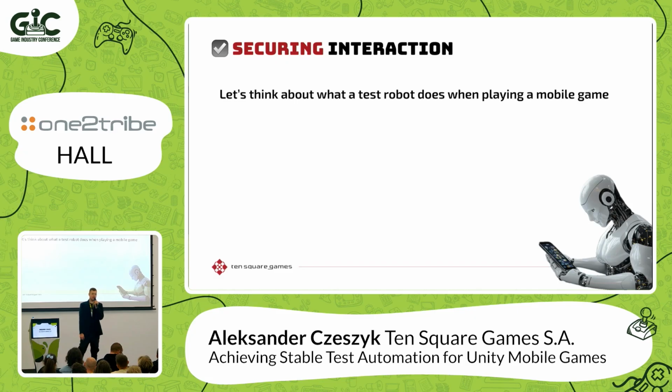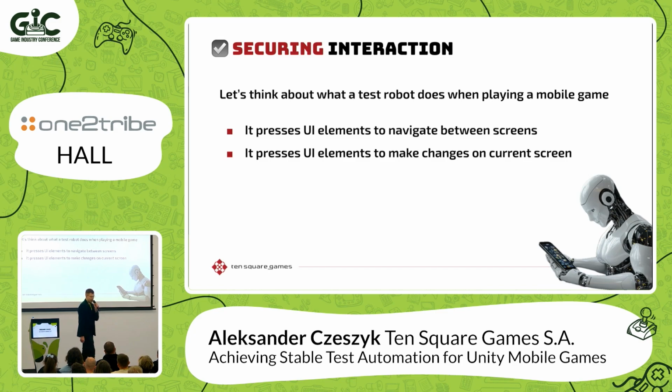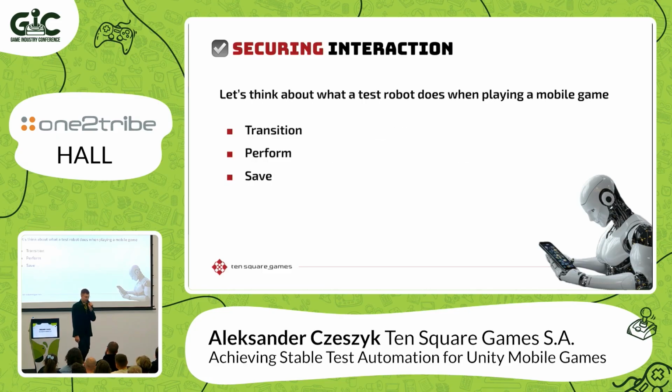Let's think about what a robot does when playing a mobile game. First of all, it presses UI elements to transition between the screens. It presses elements to make a change on current screen, like adding items to counter or filling up the text field, something like that. And also it needs to save some data to evaluate it later. So those can be actually really easily translated to 3 basic actions that I also extracted. Transition, perform, and save. Pretty simple.